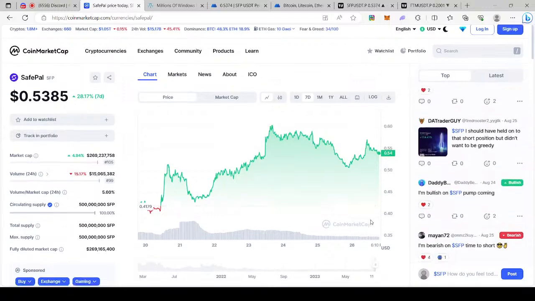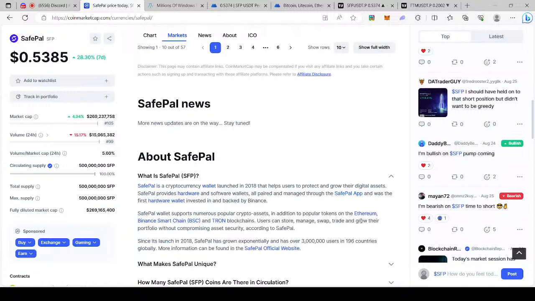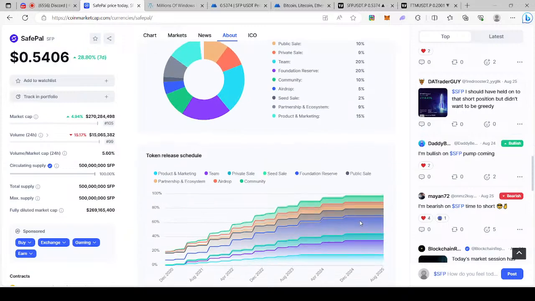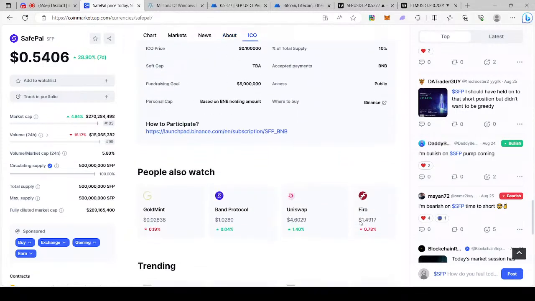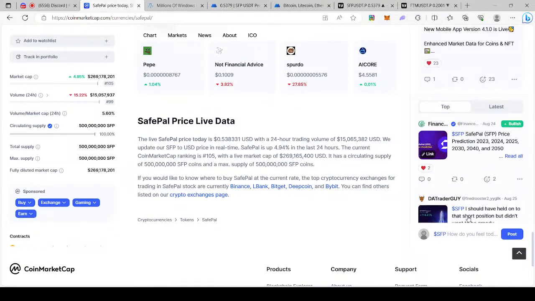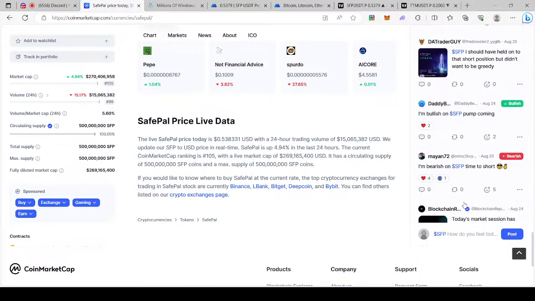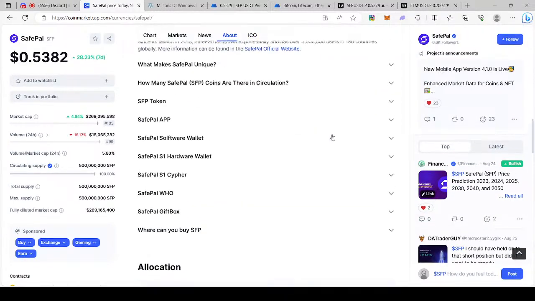I don't even know what this coin is. Let's go take a look. This thing's on Binance, KuCoin, Pancake, SafePal. SafePal is a cryptocurrency wallet launched in 2018. Helps users protect and grow their digital assets. SafePal provides hardware, software. So I mean, there's obviously some news about this, and it pumped. But that's pretty much it on there. So yeah, I would do a little research on there, maybe. The interesting thing there, it's a wallet.